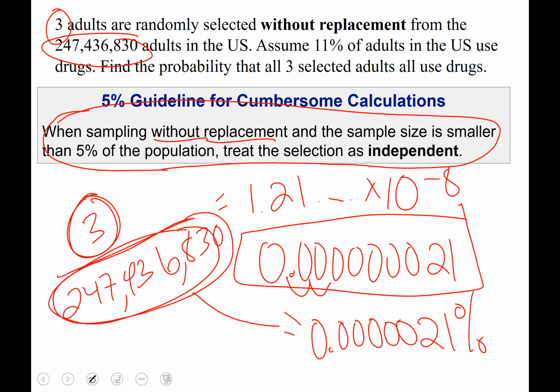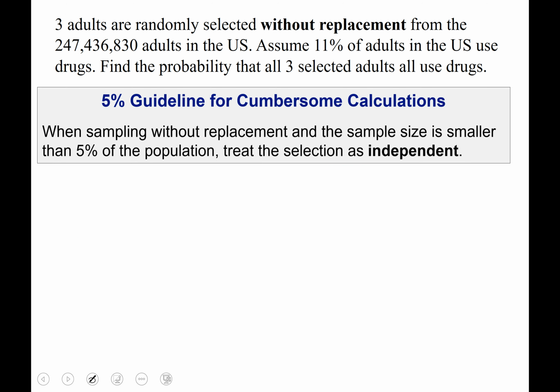I'm going to erase all this right now, but what I need you to keep in mind is that we surveyed 3 out of this many, which is less than 1% of the population. Okay, let me erase all this clutter. Okay, when sampling without replacement and the sample size is smaller than 5% of the population, treat the selection as independent. Okay, it's called the 5% guideline for cumbersome calculations.